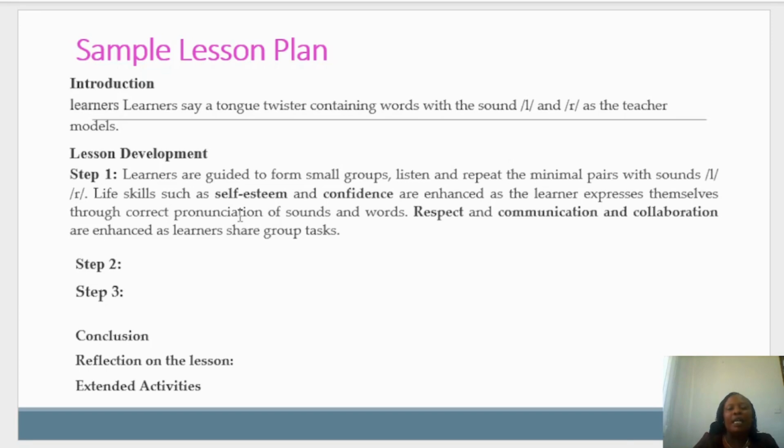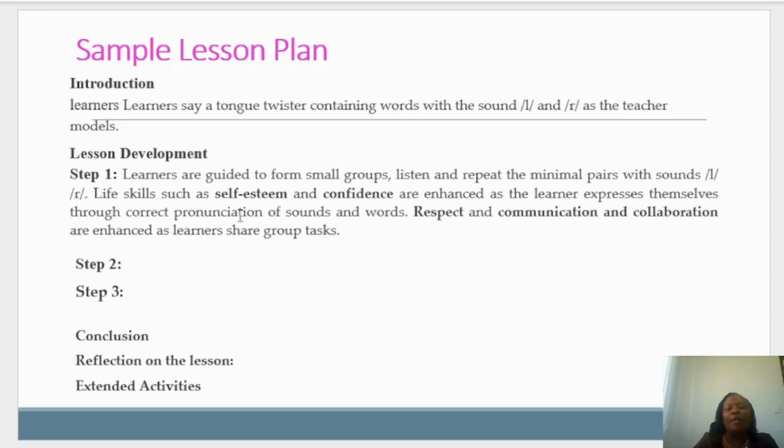Step one, the learners are guided to form small groups, listen and repeat the minimal pairs with sound l and sound r. Then life skills such as self-esteem and confidence are enhanced as the learners express themselves through the correct pronunciation of sounds and words. Respect, communication, and collaboration are enhanced as the learners share group tasks. When they're in the groups, there will be a lot of communication and collaboration. That is a core competence, and then the value of respect. There will also be turn taking as they listen as others say.